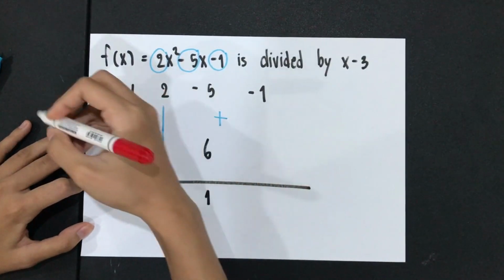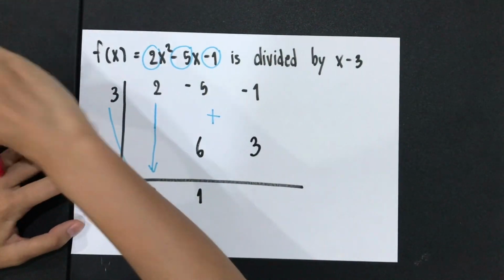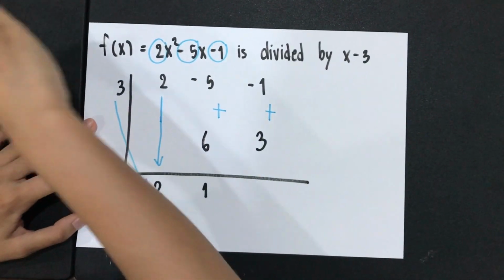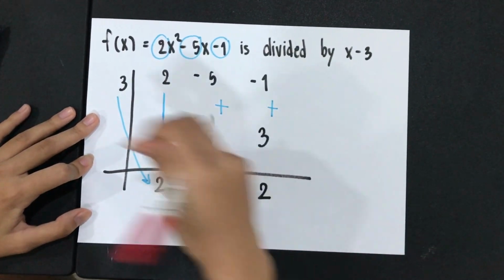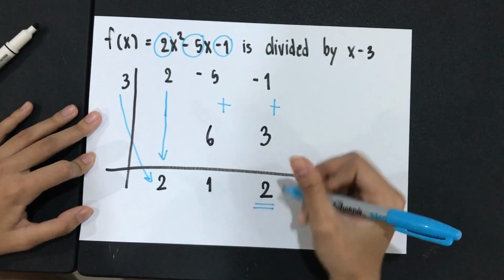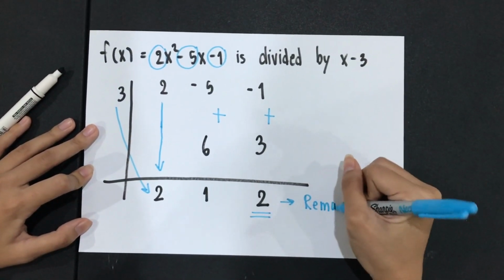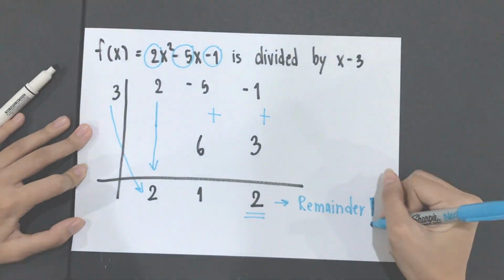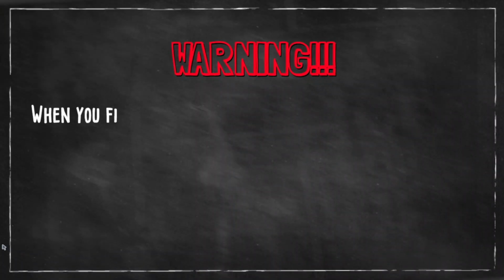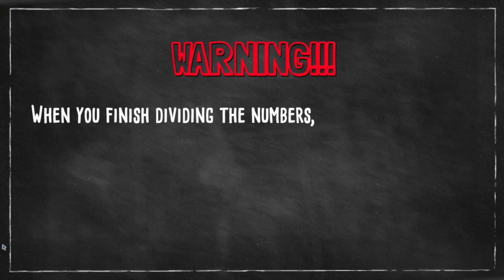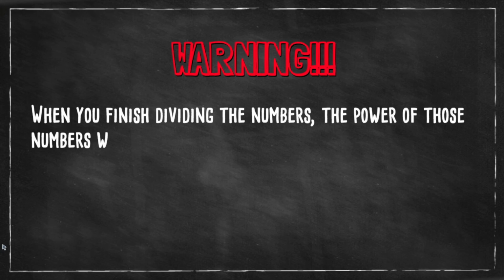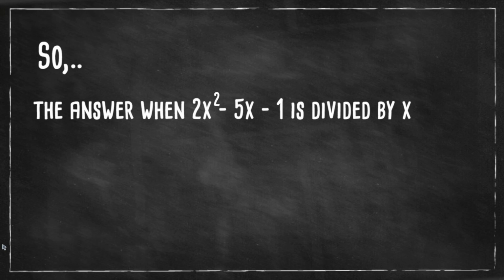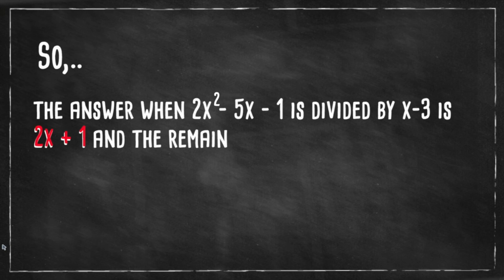Add the 2 numbers together and put the result in the bottom row and keep multiplying the result with the number in the division box until it's done. And once you're done, your answer will look like this. And 2 is the remainder from the equation. Warning: when you finish dividing the numbers, the power of x will decrease by 1. So, the answer when 2x squared minus 5x minus 1 is divided by x minus 3 is 2x plus 1 and the remainder is 2.